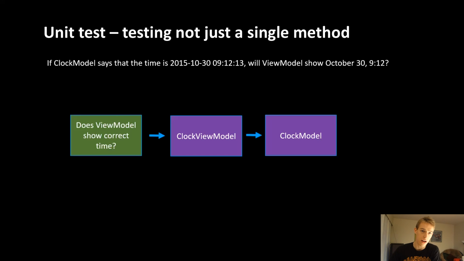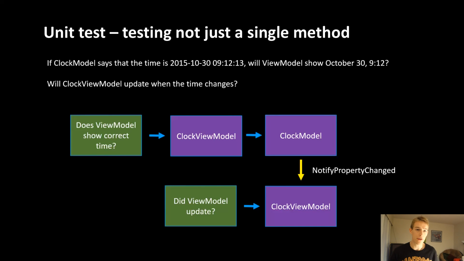Suppose we have a clock which says that the time is 2015, 10, 30, 9, 12, 13. We test if a clock view model hooked up to this model will say that it's 9:12. In another test, we'll update the time at the model and test if the notify property changed event correctly updated the view model.